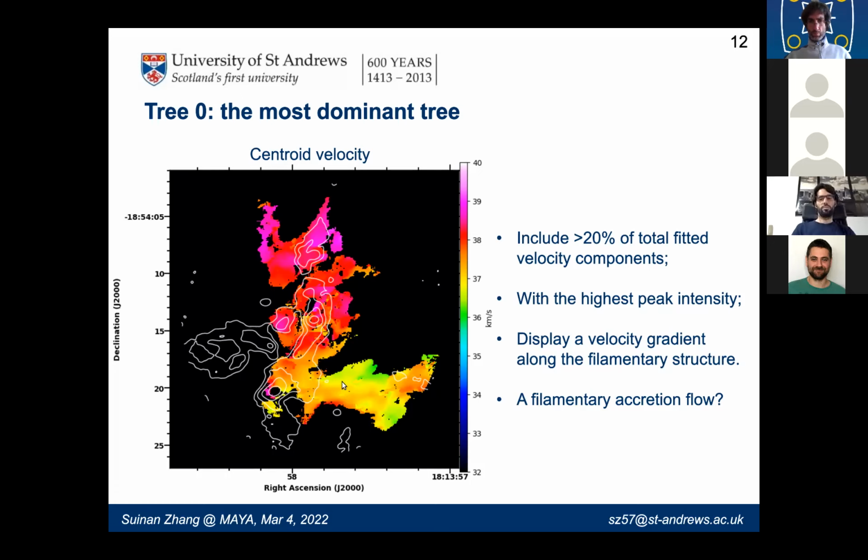The left panel is showing the centroid velocity map of tree 0. What we can see here is a clear velocity gradient along this filamentary structure, and MM2 is sitting roughly in the middle of the velocity gradient. A possible explanation for this velocity gradient is a filamentary accretion flow, which means the velocity gradient is caused by gas infalling into MM2.